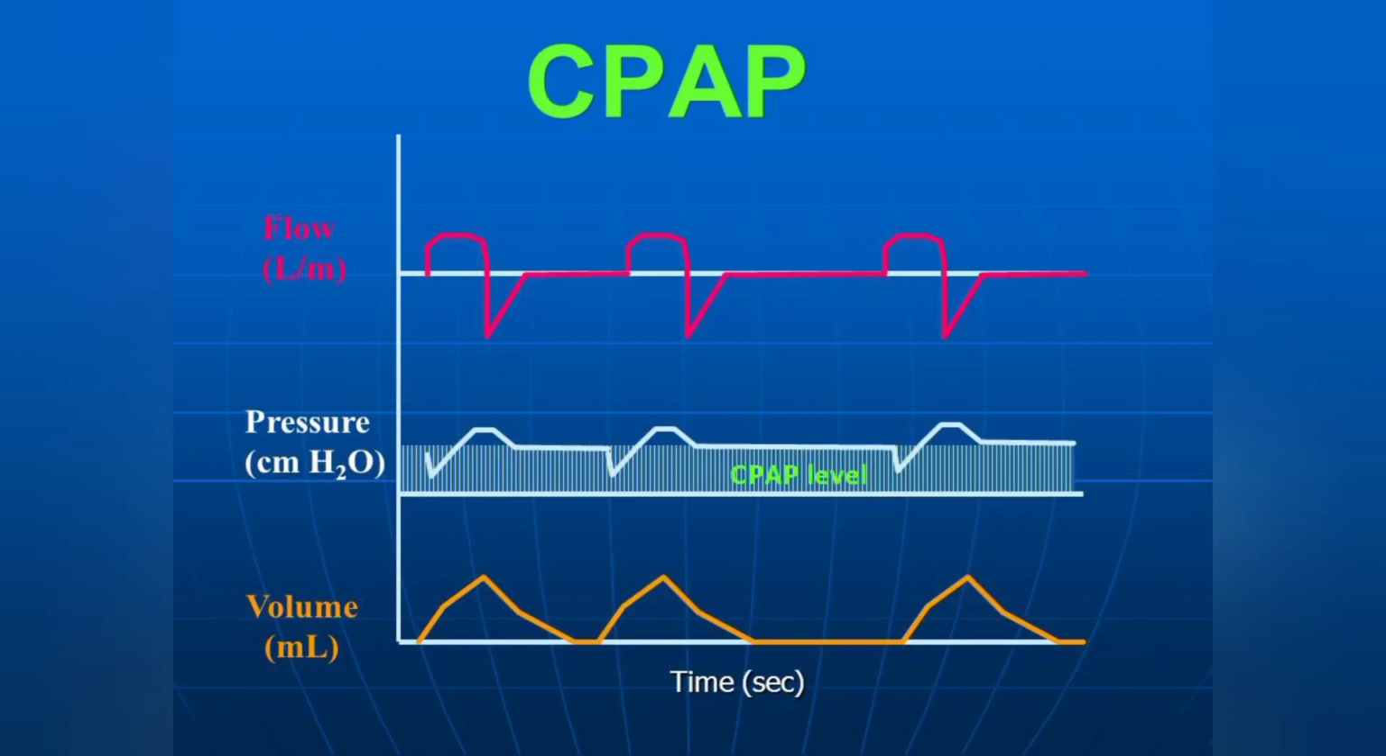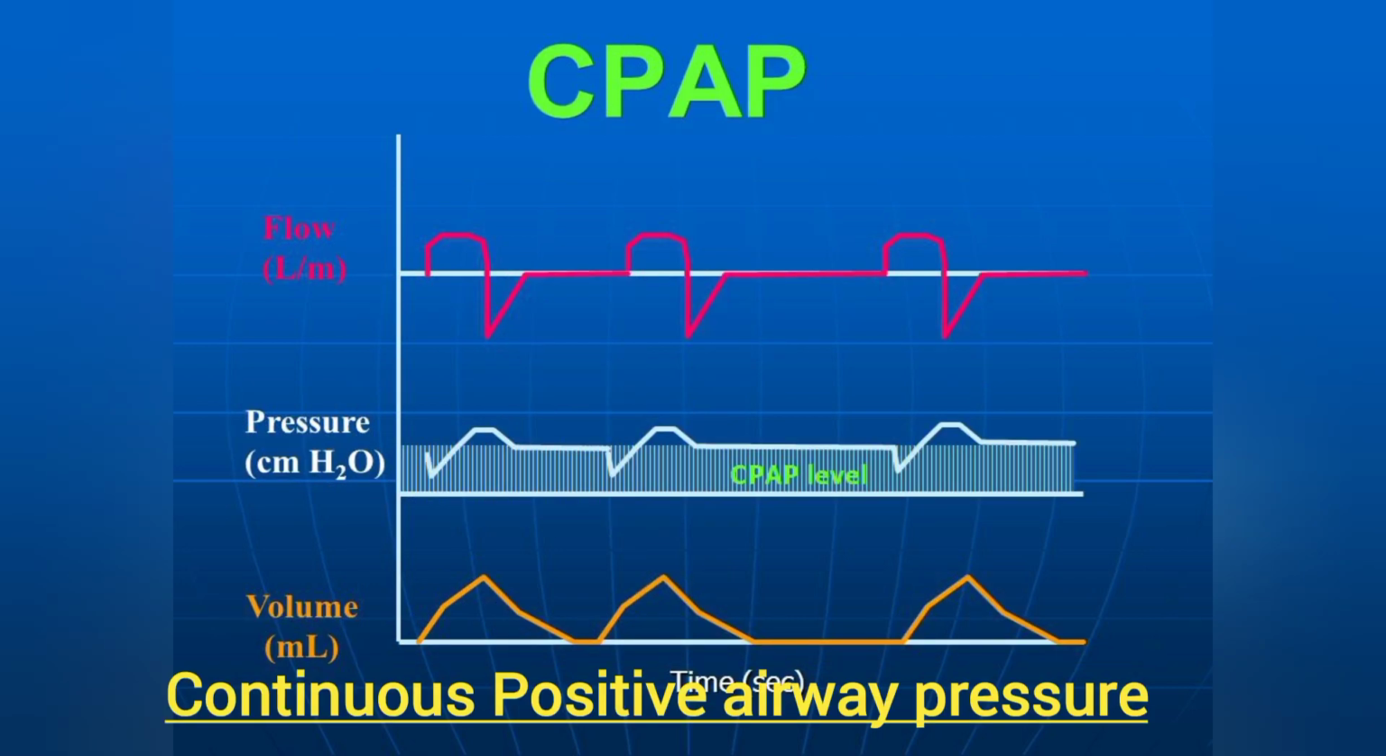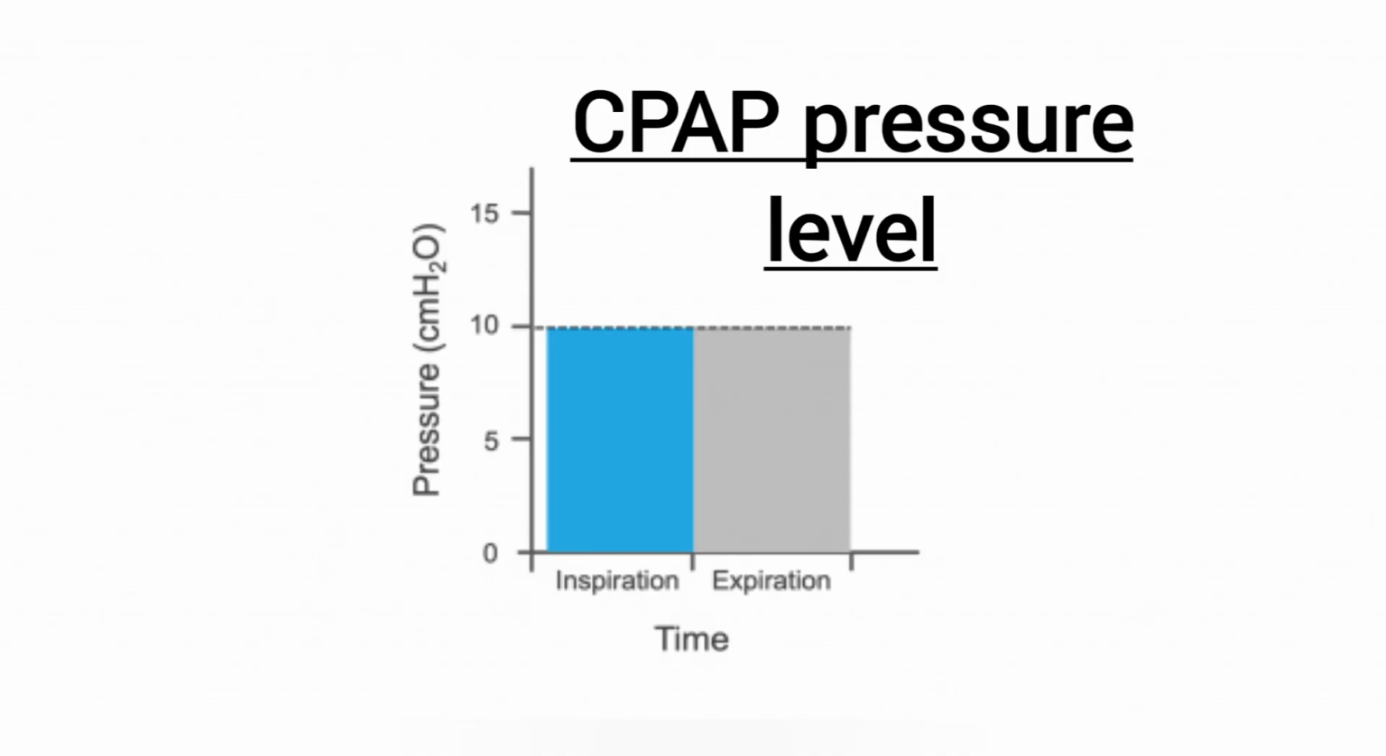Next is CPAP. CPAP means continuous positive airway pressure. When a patient on CPAP breathes in, the ventilator machine will provide one constant pressure during the inspiration. When the patient then breathes out, the ventilator will continue that inward pressure during the entire expiration. It provides one continuous pressure throughout the respiratory cycle. The pressure is set to the same level for inspiration and expiration. You can see it in the graph.